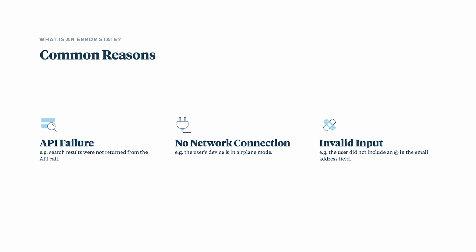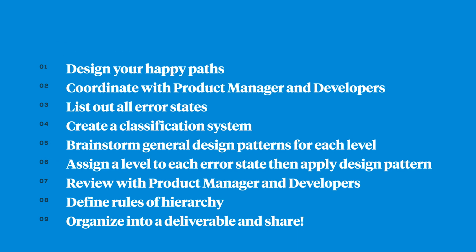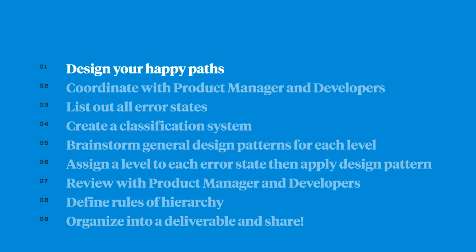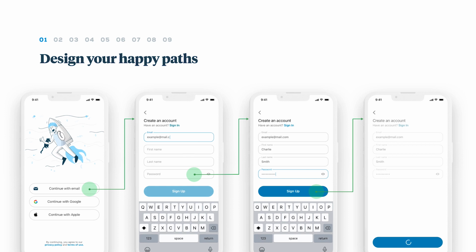I know, you're skeptical on how I'm going to make you love or at least tolerate error states, but stick with me. The best way to manage it all is to make a system. Here are the steps to set you up for successful error state handling. We'll dive into each step individually, starting with step 1, which is design your happy paths. This is the part we all like, so I'm starting you off easy.